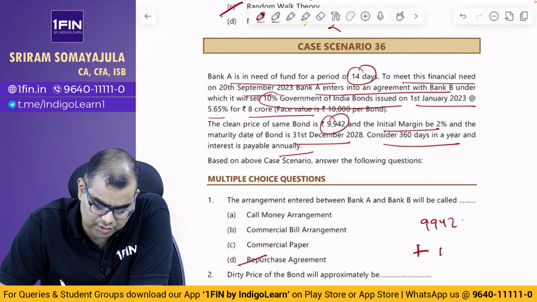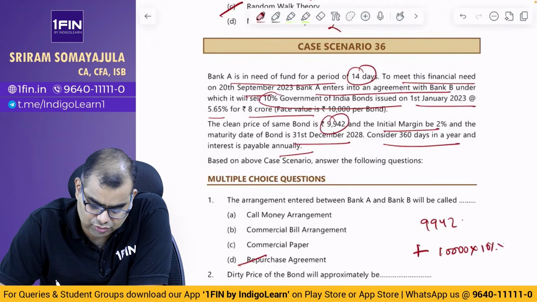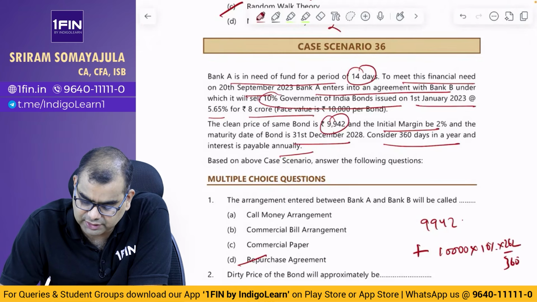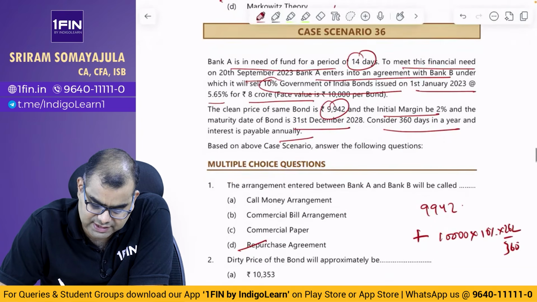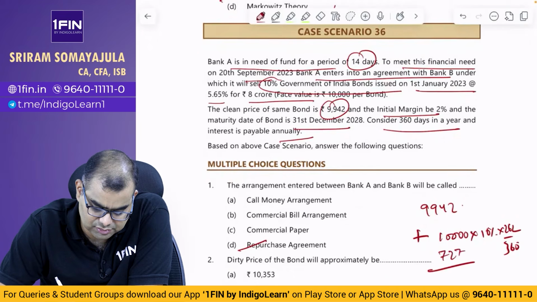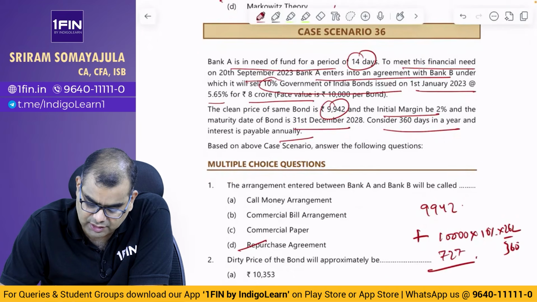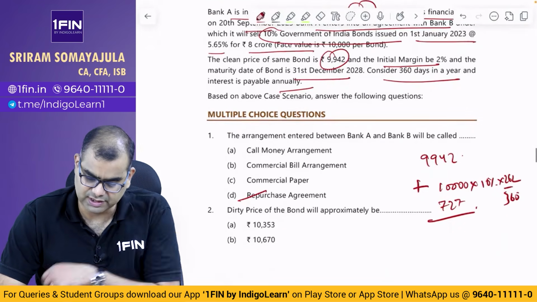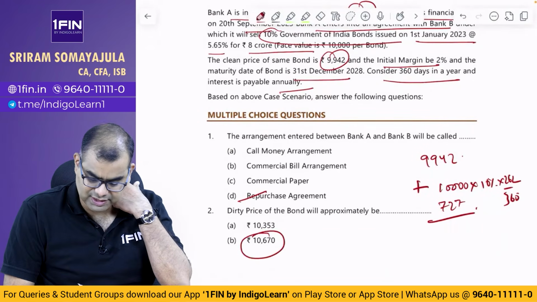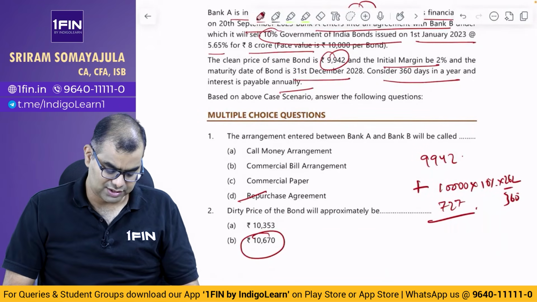So 10,000 rupees bond, plus 10,000 into 10% into 262 by 360. 10,000 into 0.1, you get 727, plus 9942. That is 10669.7, so 10670. Answer is B.